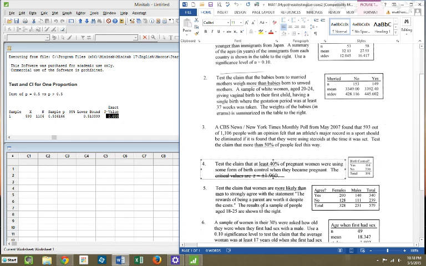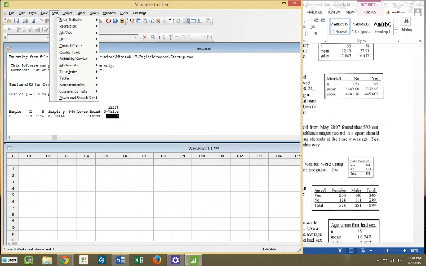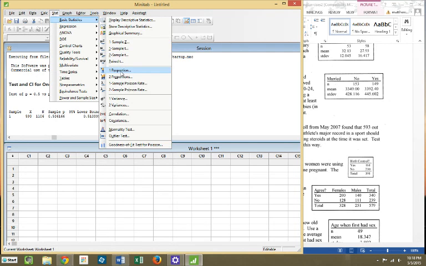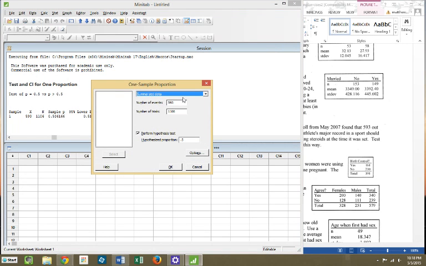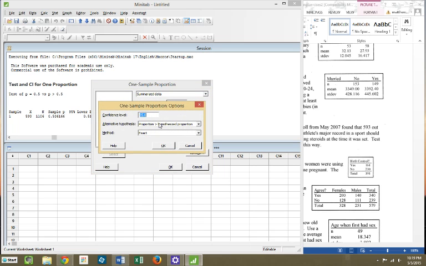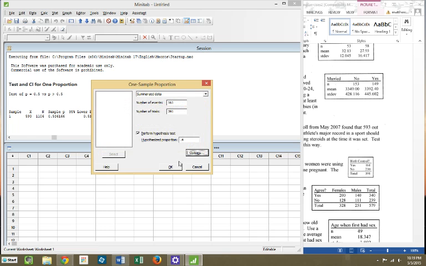Now, you could also do a one proportion that says test the claim that at least 40%. So that's again going to be Stat, one proportion, and it's summarized data. In this case, 161 out of 391. And it says at least 40%. So at least 40% means equal to or greater than. So the alternative to equal to or greater than would indeed be less than.